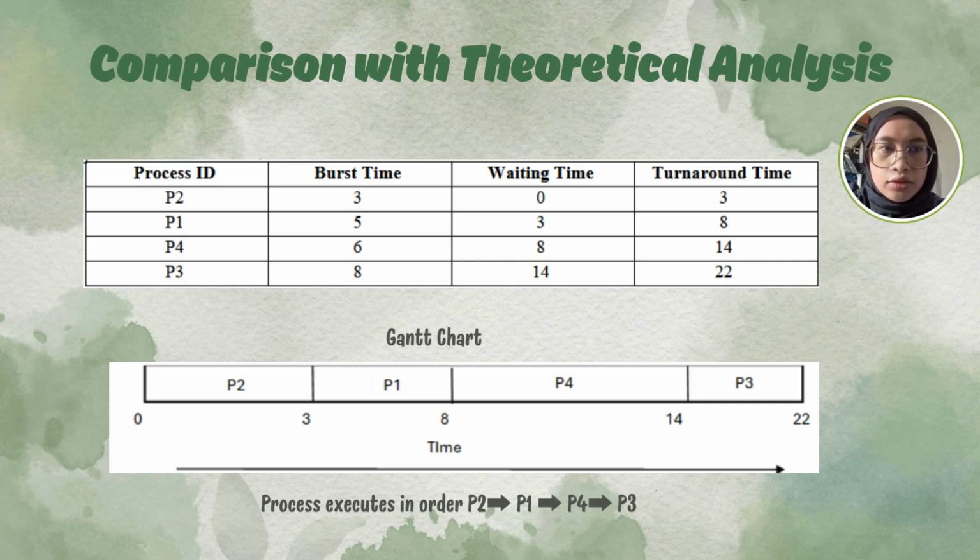The processes execute in the order of P2, P1, P4, and P3. First, P2 will execute from 0 to 3. Next is P1 from 3 to 8 with an amount of time of 5. And next is P4 from 8 to 14 with an amount of time of 6. And next is P3 with an amount of time of 8.